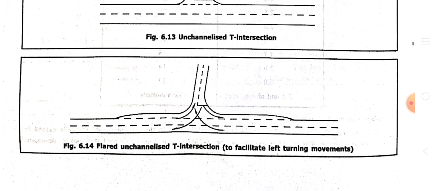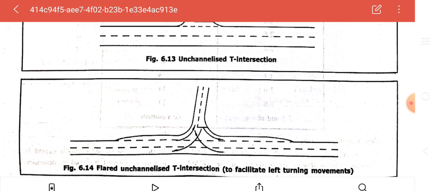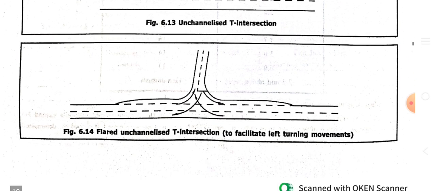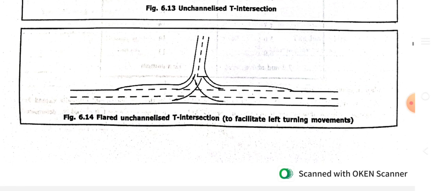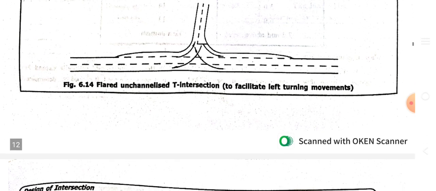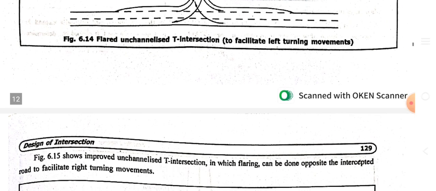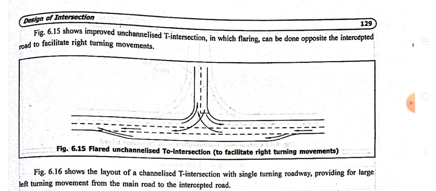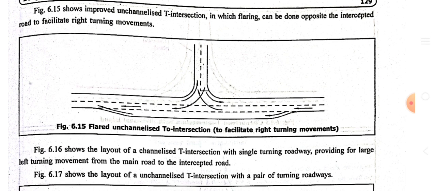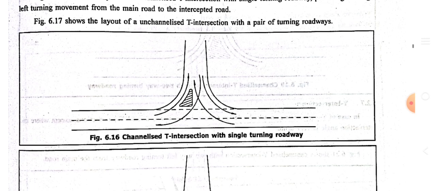Figure number 6.13 shows the unchannelized T section and 6.14 shows the flared unchannelized T section. Here, if any road is connected to a main highway with speedy vehicles, then for that purpose this type of flared unchannelized T section is provided. Now the unchannelized T intersection also facilitates right turning movement. And figure number 6.16 shows the channelized T section with a single turning roadway.